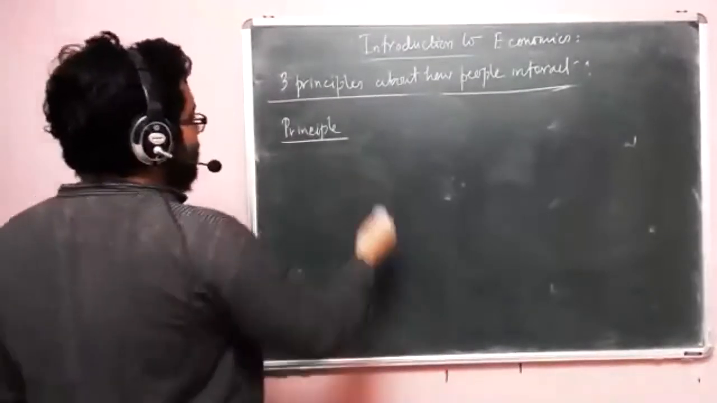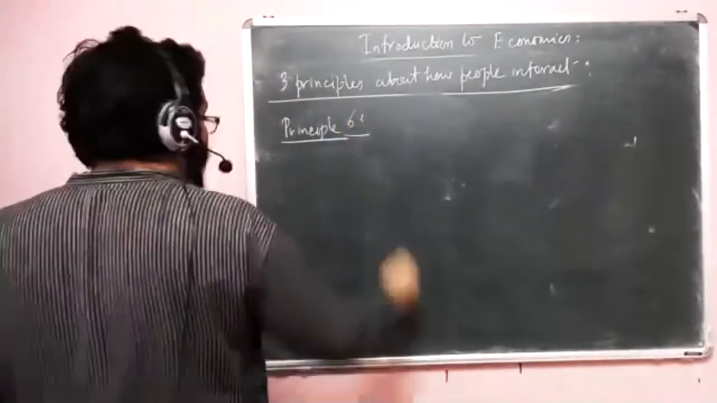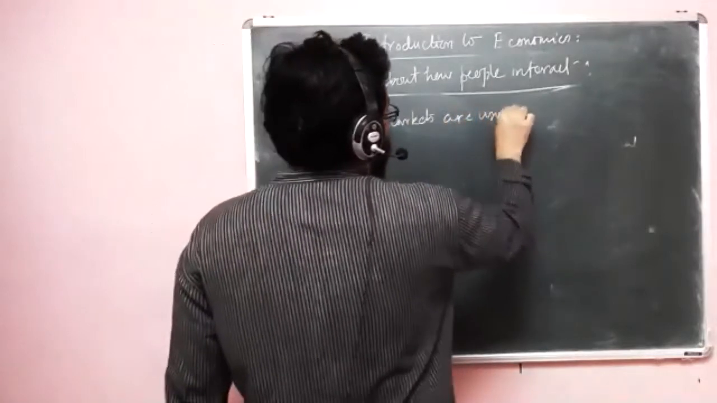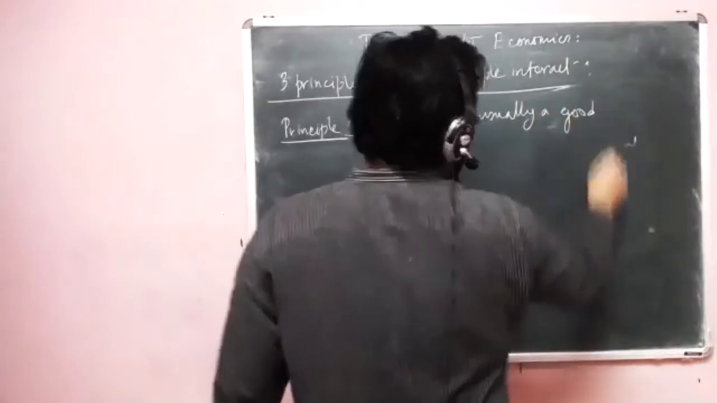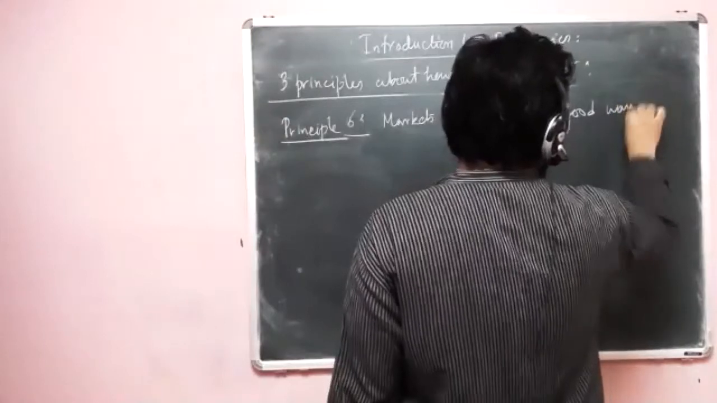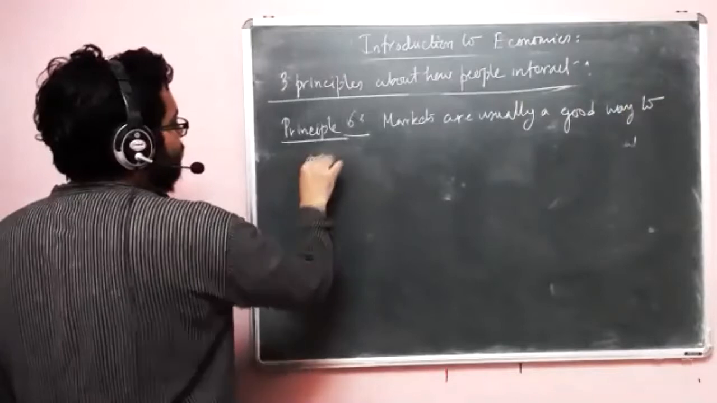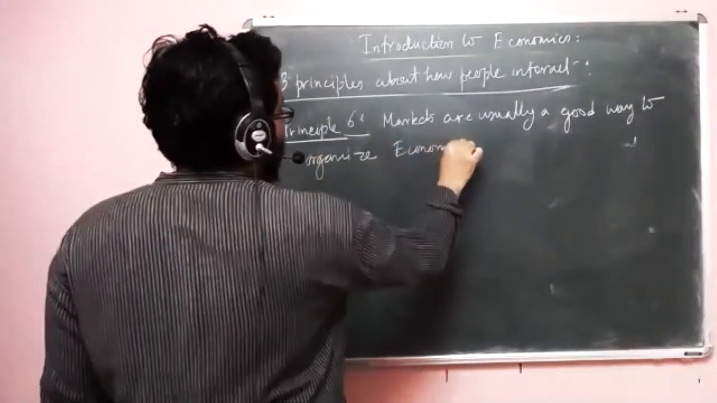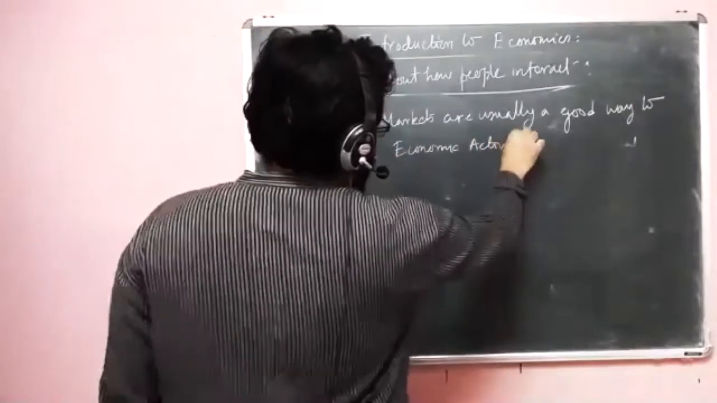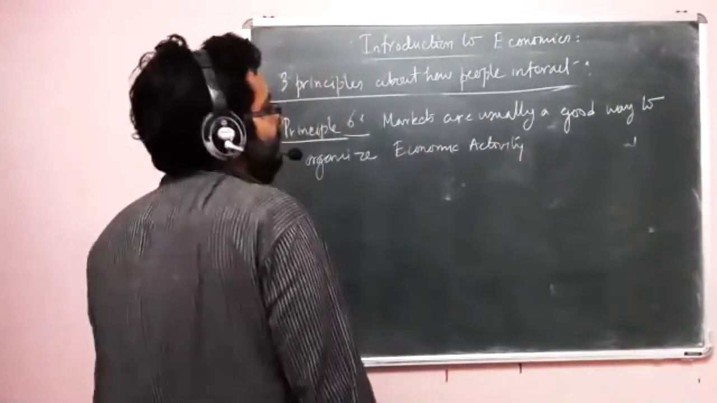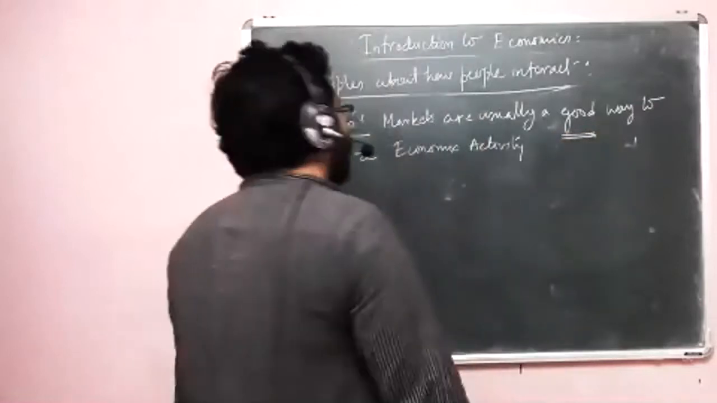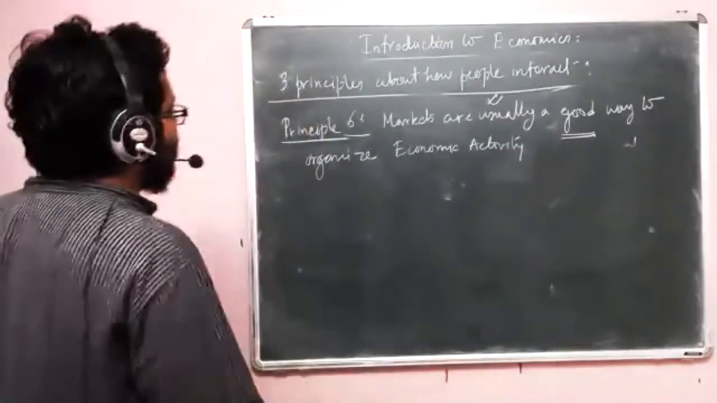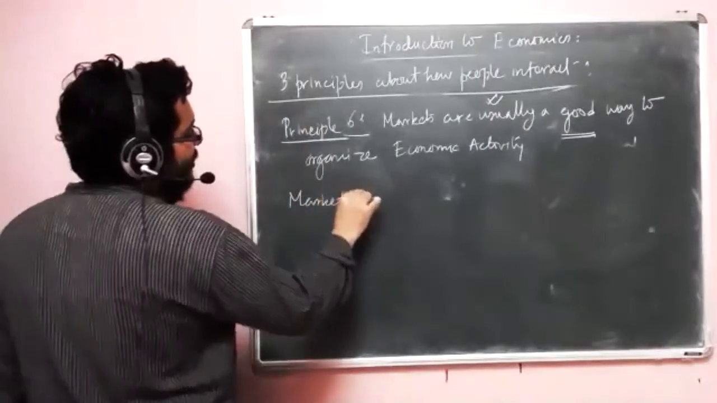Okay. So now we come to principle 6, which is markets are usually a good way to organize economic activity. Well, in this principle, I think the most debatable word is good. But before going into that debate of good and trying to understand what we mean by usually, let us first understand what a market economy is. So let's define market economy.